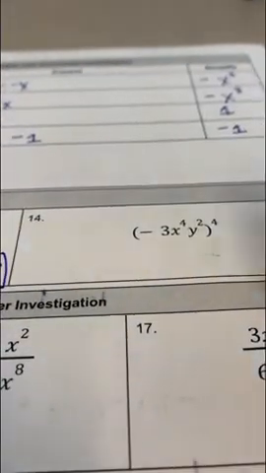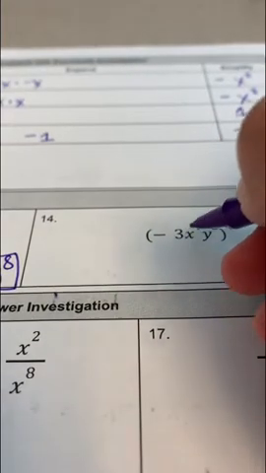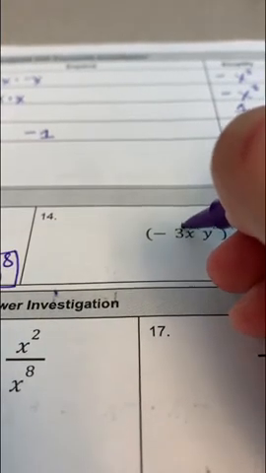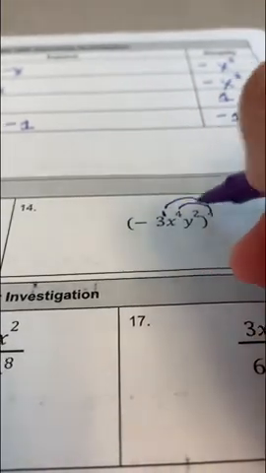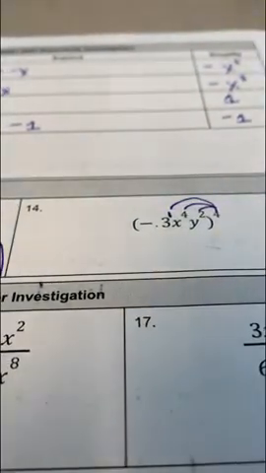Number 14 is different because the negative 3 is on the inside now. So, and that has its own power of a 1. So we're going to distribute this 4 to all of this. And I do have to be careful of that negative. All right, so feel free to pause if you're good.